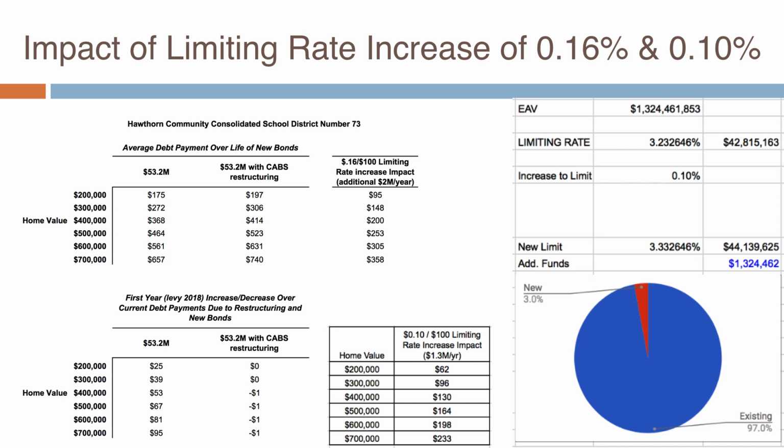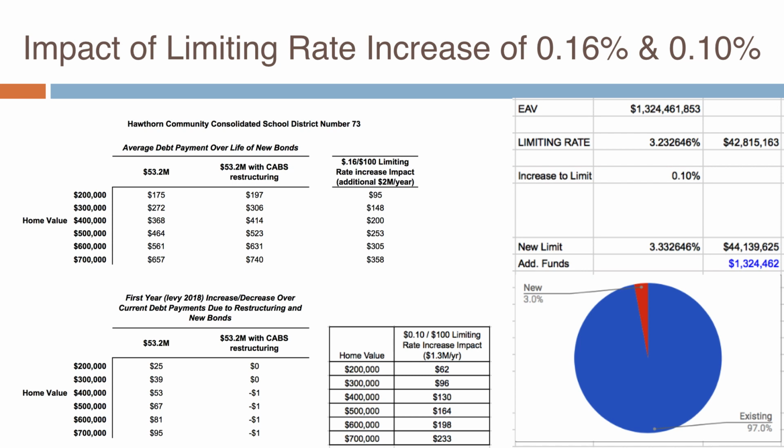As it relates to the average debt payment over the life of the new bonds, you will see with option A, the table in the upper left-hand side, the $53.2 million, that representing option A. You can see the cost to varying home values. With option B, which is the $53.2 million with CAB's restructuring, you can see the debt payment over the life of the new bonds. Below that, you will see the first year net increase or decrease over the current payments for option A.